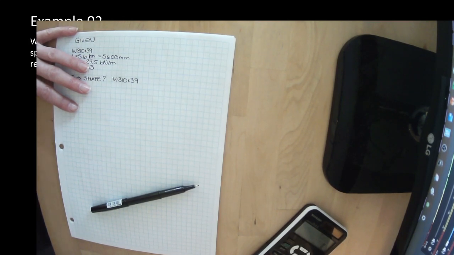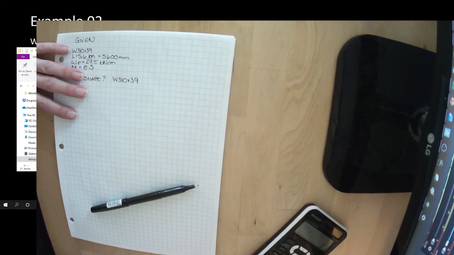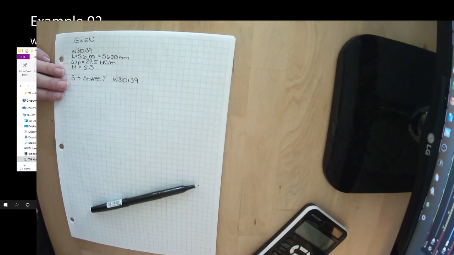We could go to section properties here, but then we'd still have to calculate a specific I-beam. What if we went right to where is it? Are we missing one here?